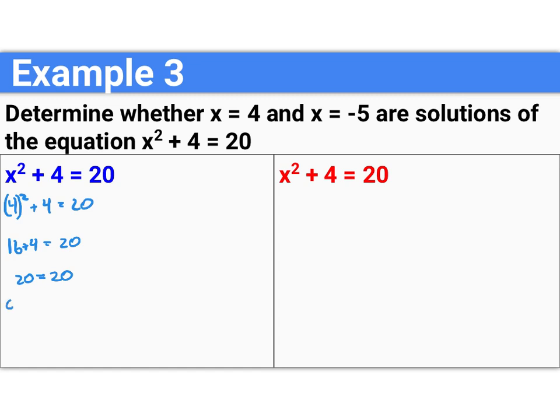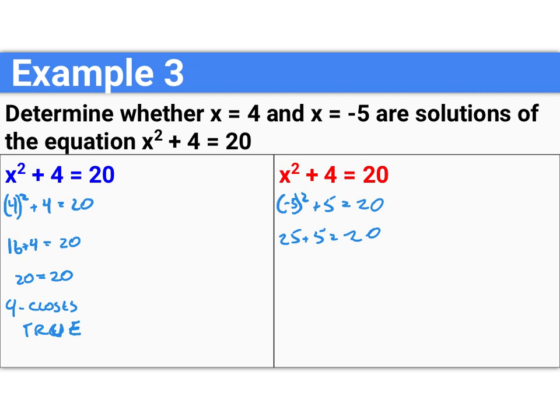So 4 closes it and makes it true. True. If I can spell true, right? Now what does negative 5 do? Let's do negative 5 on a red one. Negative 5 squared. Remember, the whole number goes inside parentheses. Negative 5 squared plus 5 equals 20. 25 plus 5 equals 30.